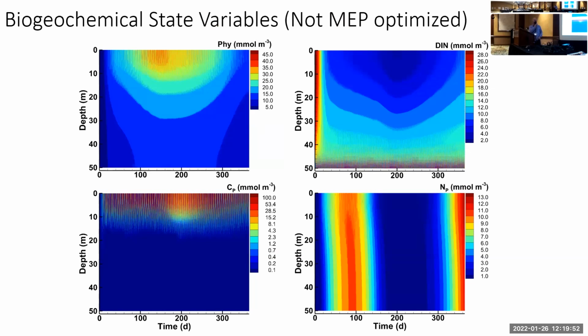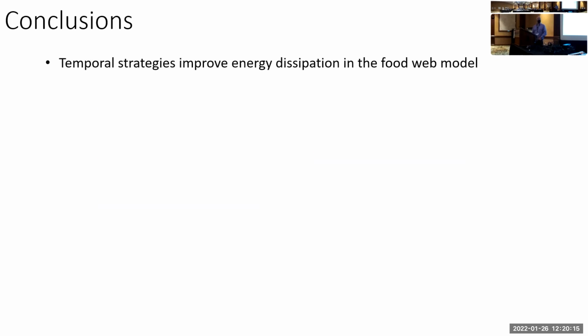These show the results of the overall model. I haven't had a chance to put this into the full optimization yet. These are just assigning some values for the traits. So the next step is to optimize this, but it's just showing the phytoplankton concentration, the inorganic nitrogen, the carbon pool and that nitrogen pool over the full year simulation. All right, so to conclude here, the temporal strategies can greatly increase energy dissipation in the model.